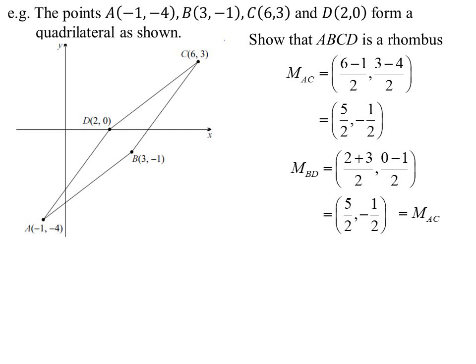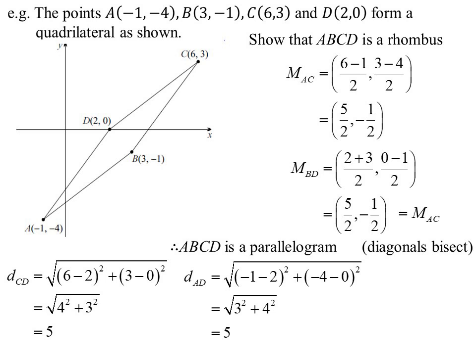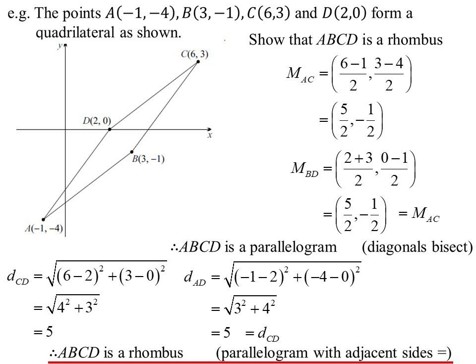Well, that's not good enough to say it's a rhombus, but it is good enough to say it's a parallelogram. So I know it's a parallelogram, there's my reason. I know the diagonals bisect each other. Okay, let's actually look at the sides then, but I don't need to look at all the sides, I just need to find a pair of adjacent sides that are equal. So I picked CD, I found its length is 5. Now I'll pick AD, it's also 5. Brilliant. It's a rhombus, because I've got a parallelogram with adjacent sides being equal.